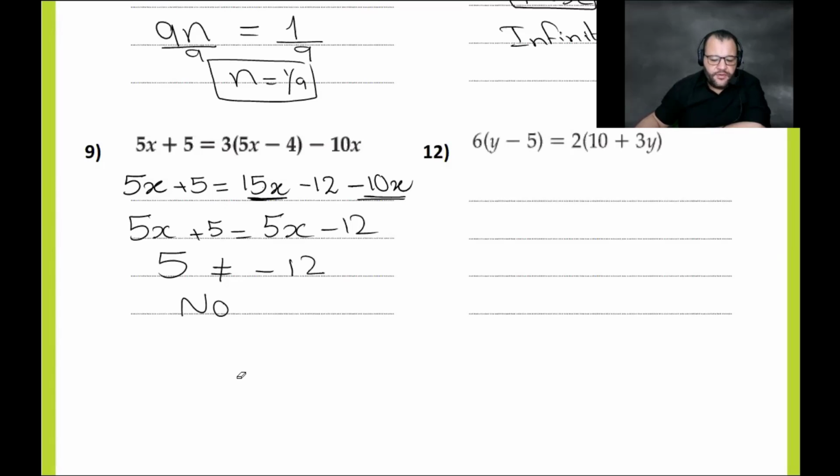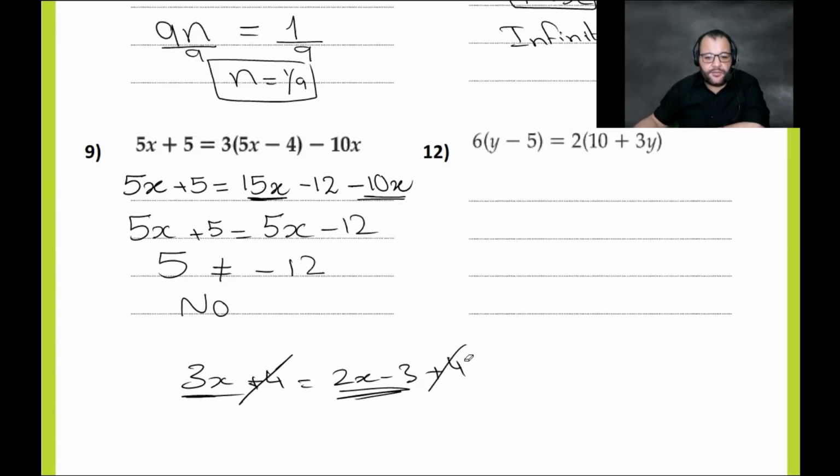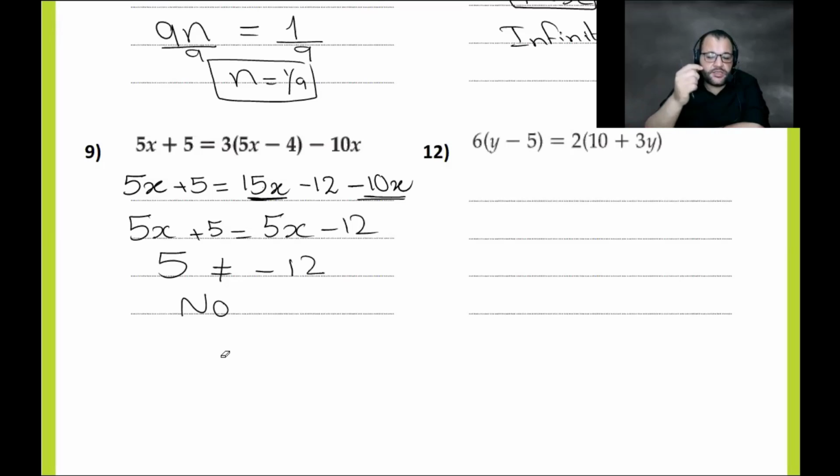Suppose that we have an equation like 3x plus 4 equals 2x minus 3 plus 4. Because you have 4 here and 4 here, you can cancel 4 and 4. So now the equation is 3x equals 2x minus 3. If you find the same number at the left-hand side and the right-hand side, both with the same sign, you can cancel them out. Because the left-hand side is not equal to the right-hand side, it means there is no solution. Contradiction.